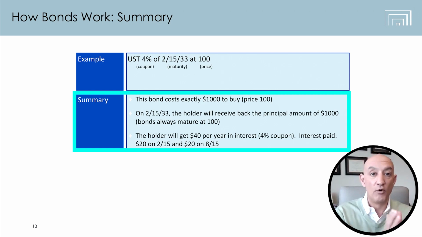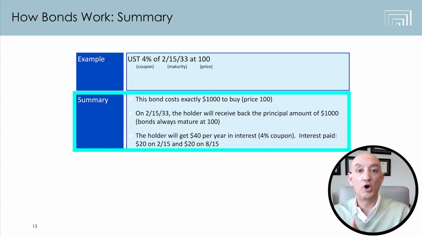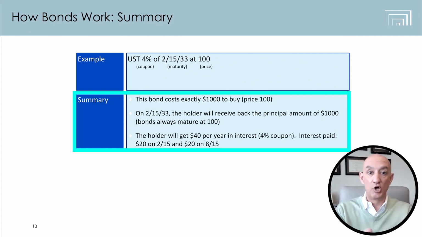They're going to get $40 a year in interest. $20 will be paid on February 15th of every year. $20 will be paid on August 15th of every year. And that's also shown by the maturity date. It tells you when it pays the interest. And the coupon rate, that 4%, tells you that it's paying $40. So basically, you pay $1,000 for this bond, you get $40 a year in interest, and you'll get $1,000 back in 10 years. So you're making 4% on your money.